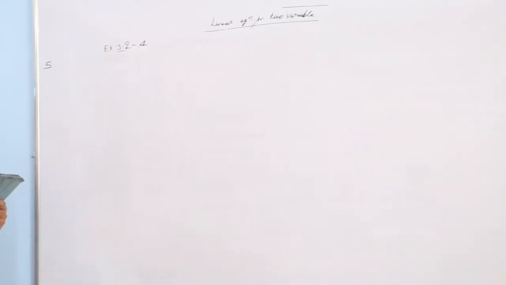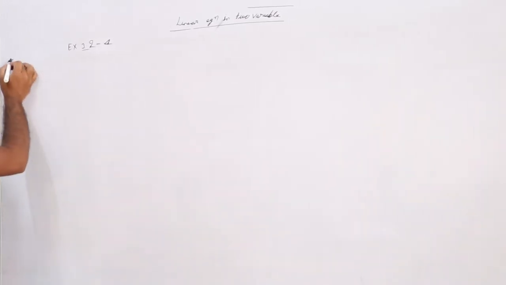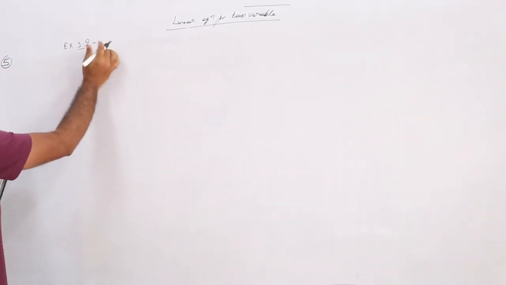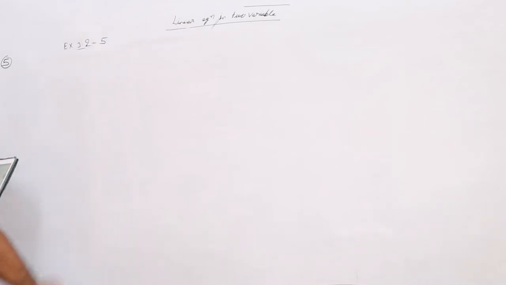See here. Number 5. Question number 5, Exercise 3.2 only, right? Exercise 3.2, question number 5. Saying half the perimeter of a rectangular garden. Half the perimeter of a rectangular garden.